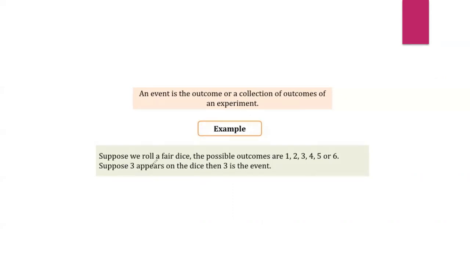Say for example, I roll a die. So what are the possible outcomes? When I say outcomes, it is nothing but the sample space, right? So what are the possible outcomes here? It could be either one or two or three or four or five or six, right? Say for example, three appears on the dice, then three is an event. Two appears on the dice and two is the event.